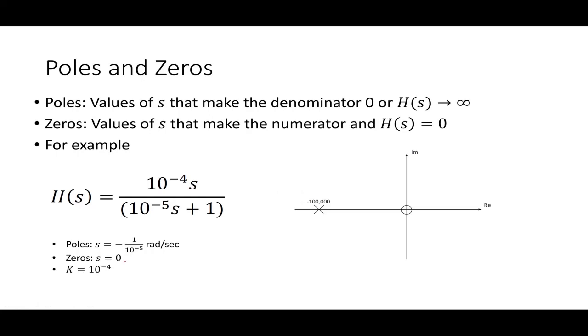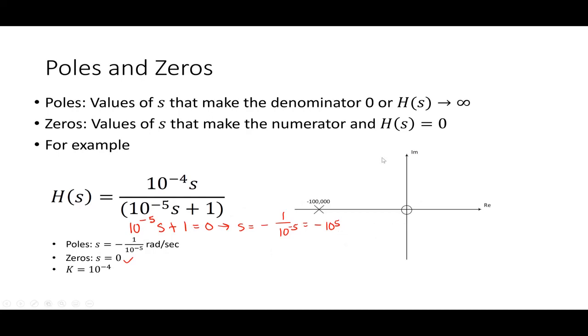So that is a 0. Okay? In this case, I see that in the denominator, if I have 10 to the minus 5 s plus 1 equal to 0, then s has to be equal to minus 1 over 10 to the minus 5, or minus 10 to the 5th. All right, so I have a pole at minus 10 to the 5th.